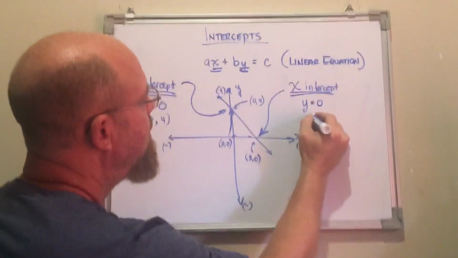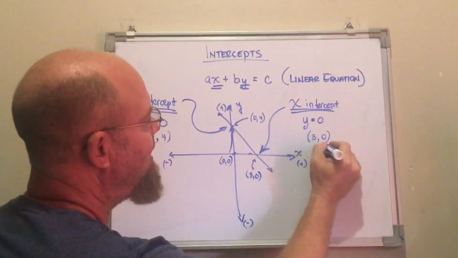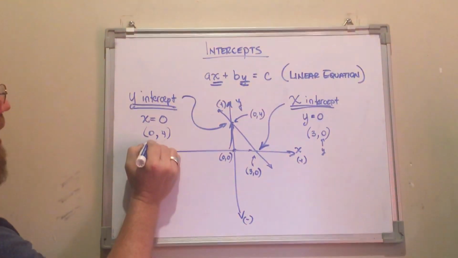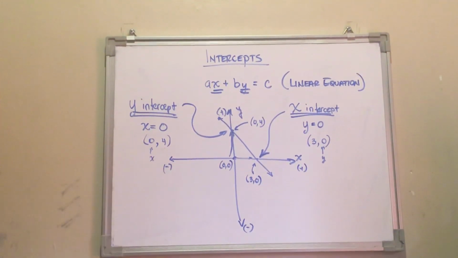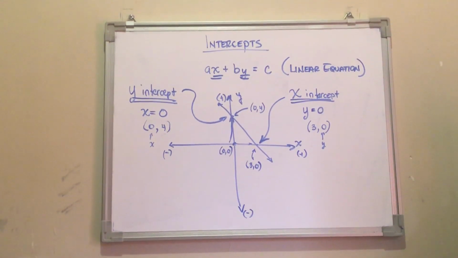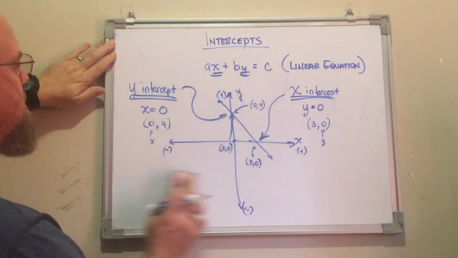But at the x-intercept, the y value is 0, and we go over to where x equals 3. So this would be 3, 0, where you see y equals 0. That's the y value. And over here, the x value is 0. Those are the intercept points. So when we get a linear equation, I'm going to erase this.